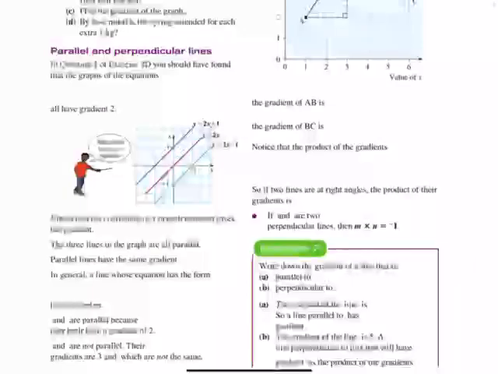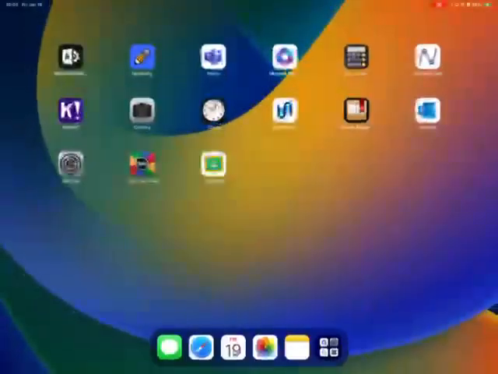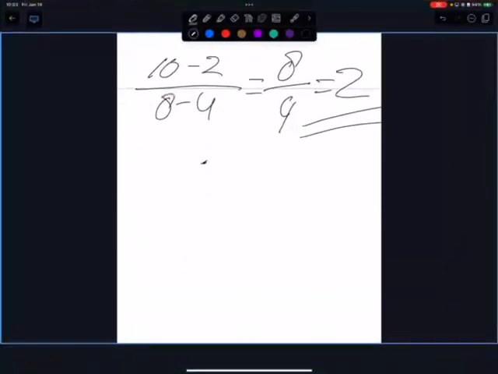The next item will haunt you for the rest of your days as well, which is parallel lines and perpendicular lines. Now, what is a parallel line? It has the same gradient.